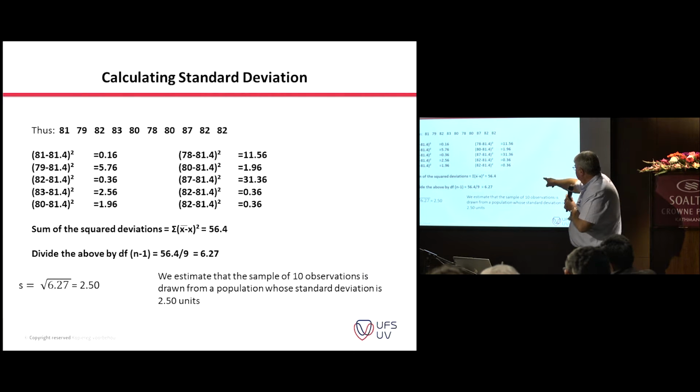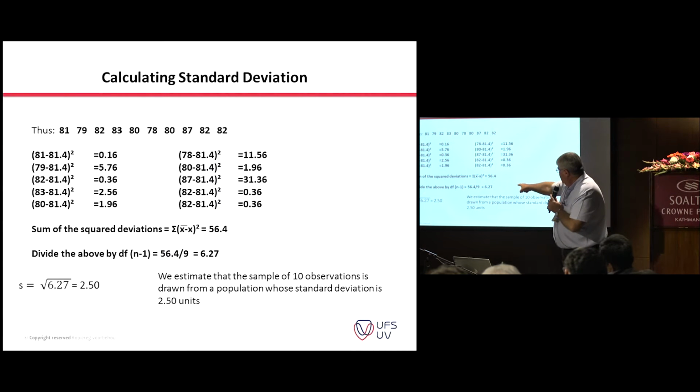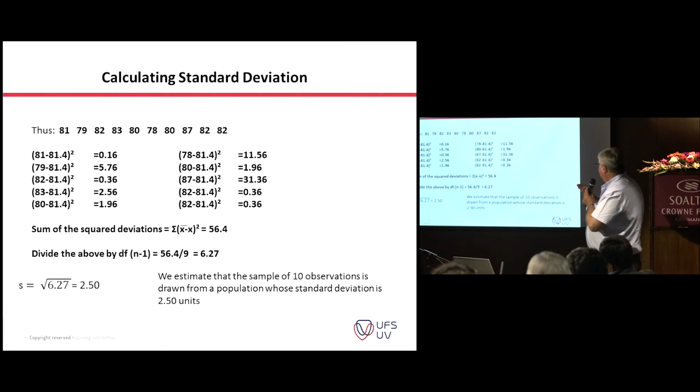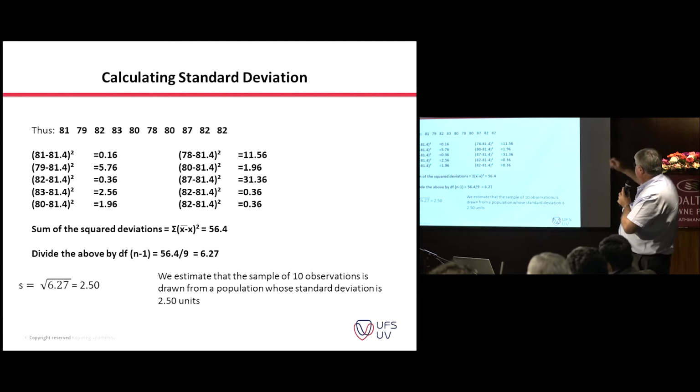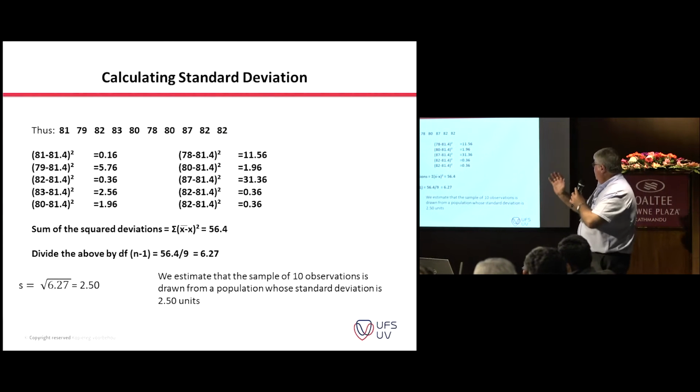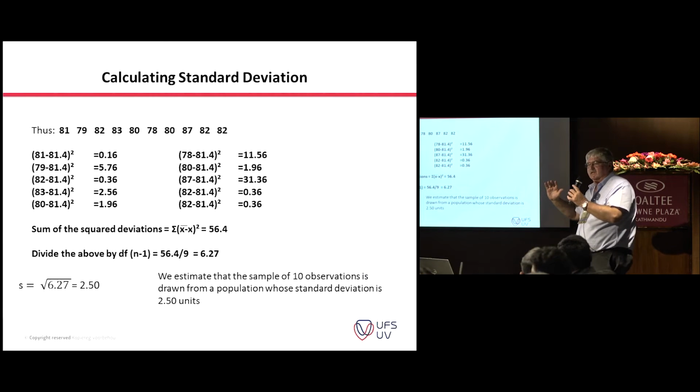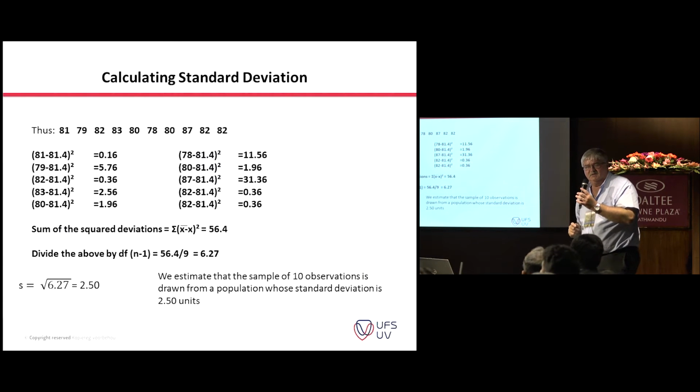I divide by the degrees of freedom. It tells you that, and then I take the square root of it, and it will tell you the standard deviation is 2.5. Okay, so I've got a mean figure. Okay, the mean was 81.4, and I've got a value that tells me how much deviation there is around the mean. Okay, makes sense?